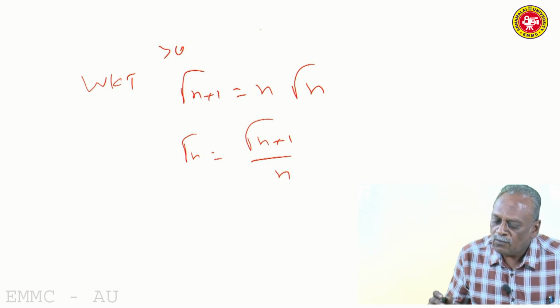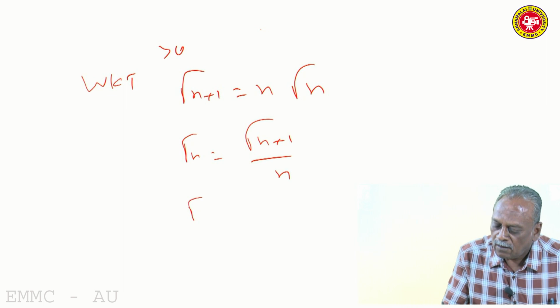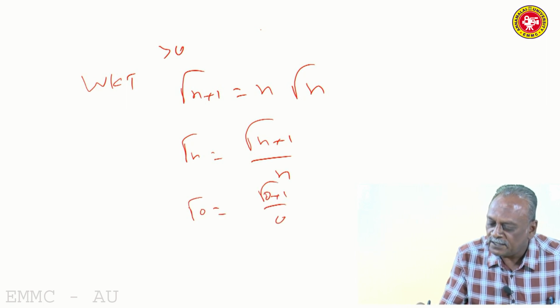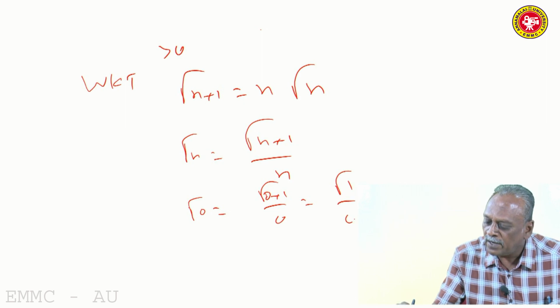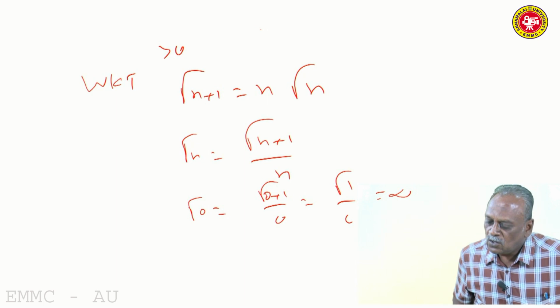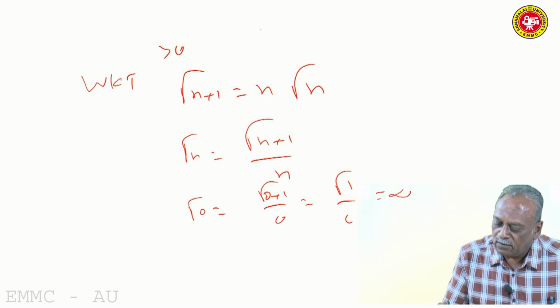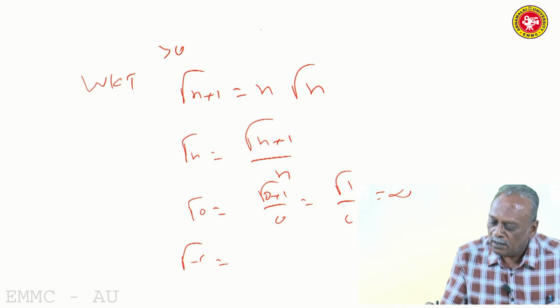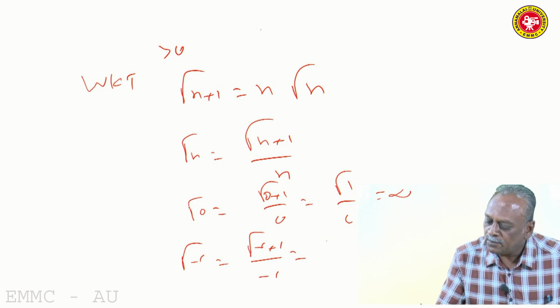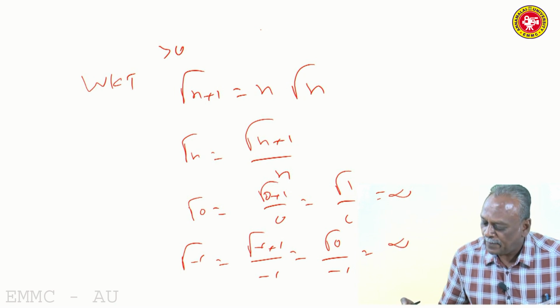What about gamma 0? Gamma 0 equal to gamma 0 plus 1 by 0, which is gamma 1 by 0, equals infinity. So gamma 0 is infinity. What about gamma minus 1? Using this formula, gamma minus 1 equal to gamma minus 1 plus 1 by minus 1, which is gamma 0 by minus 1. We know that gamma 0 is infinity.